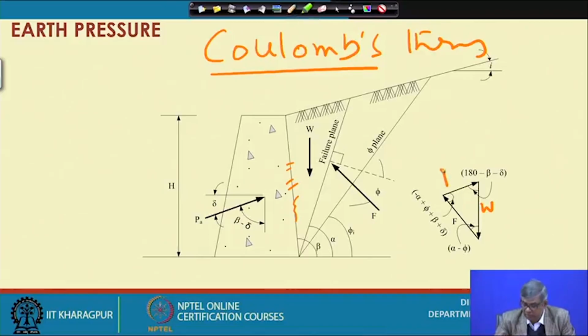This is actually PA, it is not written here. This is F and this is PA and this is W. Now based on this force polygon, the way we have done Rankine's theory initially, we can find out the PA in terms of these different angles, for any angle we have drawn. Then we can differentiate that active earth pressure with respect to the angle beta and set it to 0 to find out the angle at which it becomes optimum.